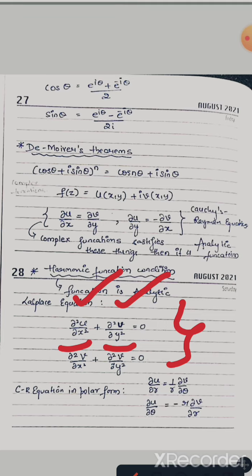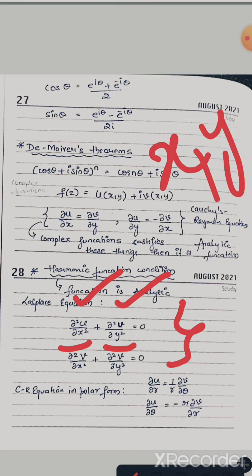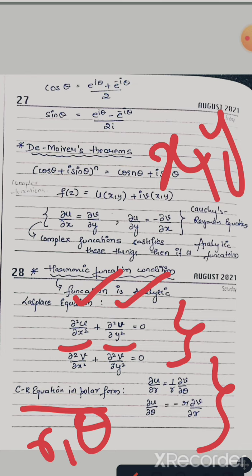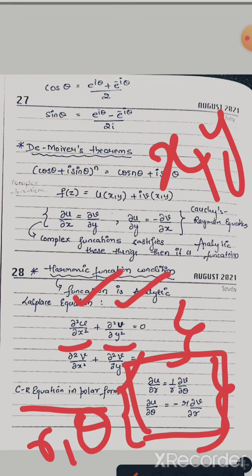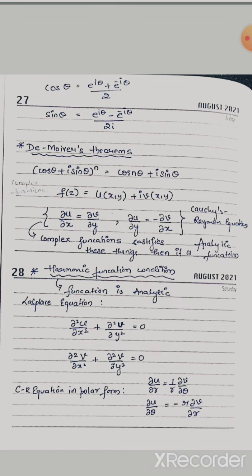Then you will be able to solve for any given harmonic function. As I said before, there is the Cauchy-Riemann equation for the Cartesian form of x comma y. You can also use the Cauchy-Riemann equation in polar form, r theta. How do we find that? The value is ∂u/∂r, the real function with respect to r, equal to (1/r) ∂v/∂θ, the imaginary function with respect to θ, and ∂u/∂θ is equal to minus r ∂v/∂r. If it satisfies this condition, then you can know whether the function is analytic or not.